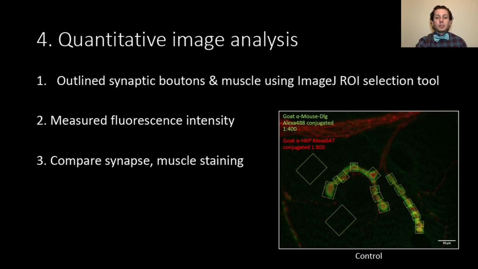All measurements of synaptic fluorescence intensity and comparison of the synapse and muscle stain between the larvae were automated using a custom ImageJ macro and Python script that I developed.